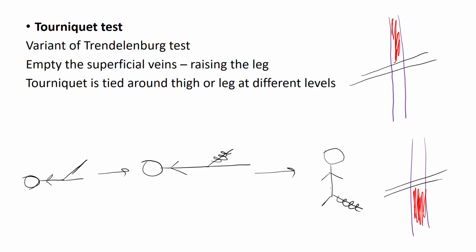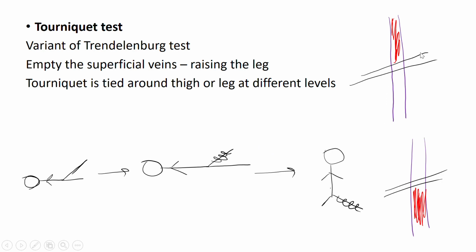Second is a tourniquet test. So here it is a variant of the Trendelenburg test. Now here what you have to do is again ask the patient to raise the leg so that it empties the vein. Then a tourniquet is tied either in the thigh or at different levels of the leg, and then ask the patient to stand.